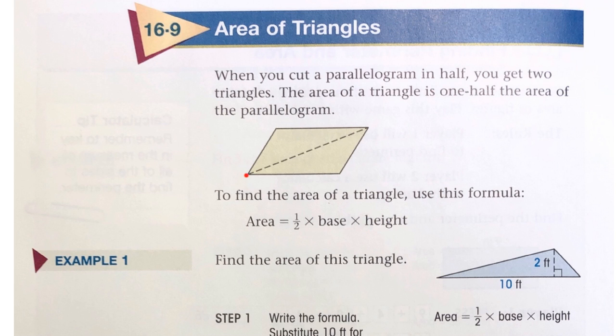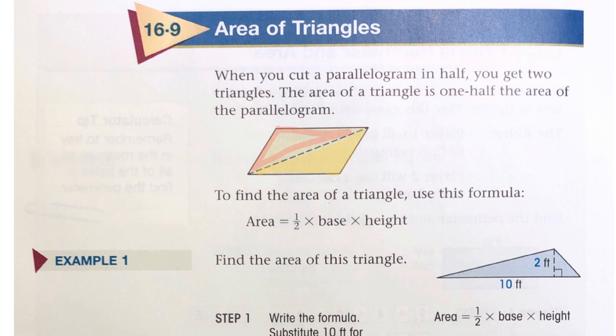So if you go from one corner to the opposite corner, you can fold the parallelogram or cut the parallelogram in half, and you're left with two triangles. The two triangles aren't as important as knowing that the area inside of half of the parallelogram is the area of that triangle.